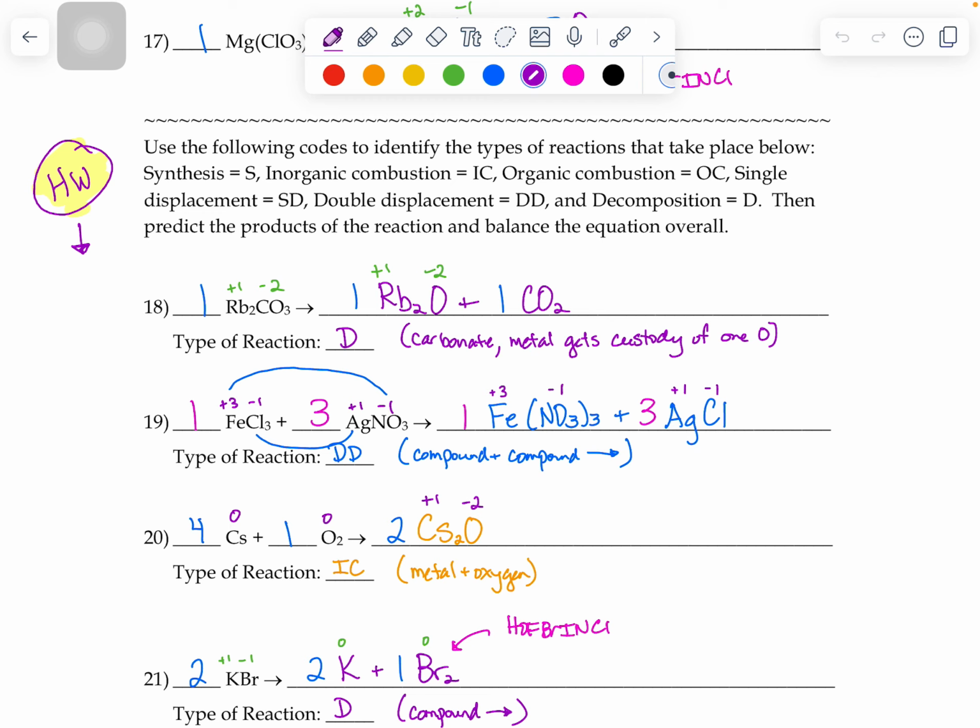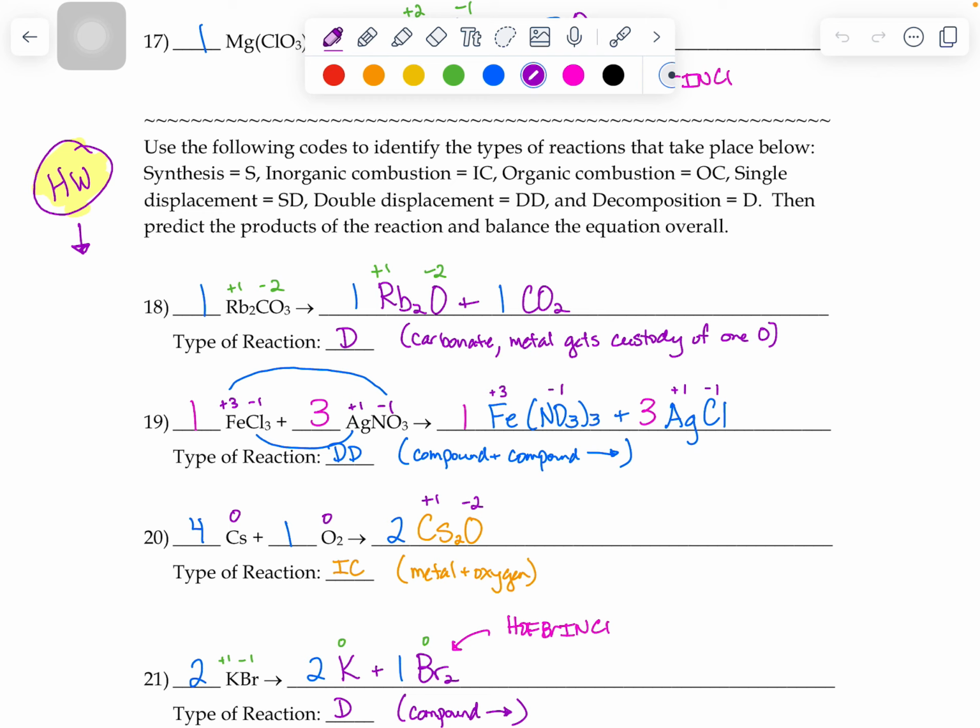And we learned during our notes that when carbonates decompose, it's a divorce where the metal gets custody of one of the O's. So the Rb goes with the oxygen, one of the oxygens, and then we have carbon dioxide left behind. We'd have to balance out the charges between Rb and O, so we get Rb2O, and then it happens to be balanced overall, so our coefficients in blue are all 1s.